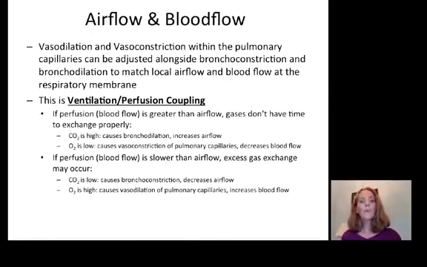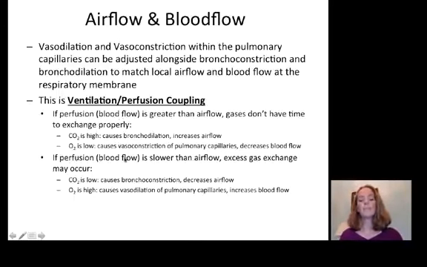Okay, so the airflow, which is the ventilation, and the blood flow, which is the perfusion, is actually matched in the lungs to make sure that there is enough time for diffusion of the gases. So we call this ventilation-perfusion coupling. So we want to make sure that the blood flow matches the airflow, and there can be problems if they don't.